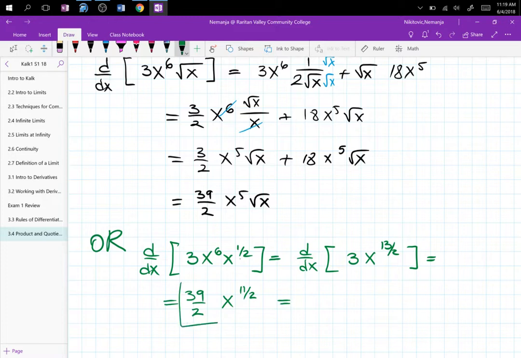You can end here, or you can go on and say, okay, it's 39 over 2, and then I have x to the 10 over 2 times x to the 1 over 2, which is 39 over 2, x to the 5 root x, which is the same answer. So we can cheat this way as well. If you can do algebra, why not do algebra, right?